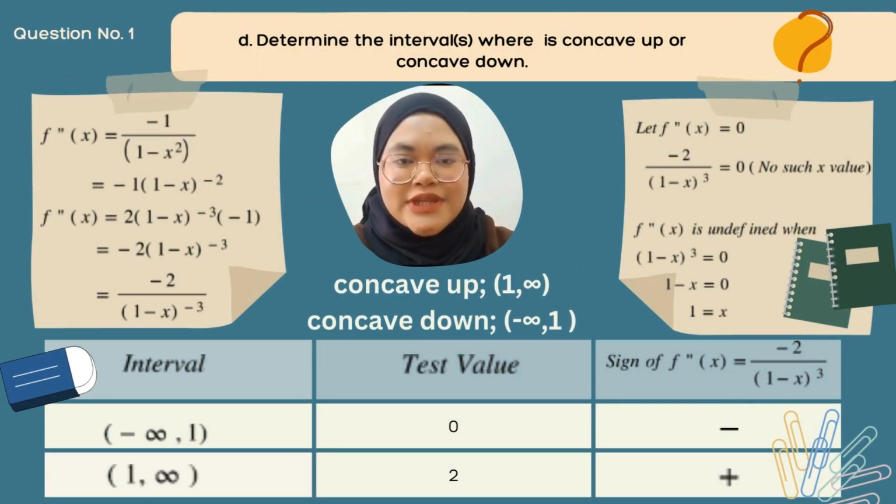Next question, determine the interval where it is concave up or concave down. First of all, we simplify the equation and do the same calculation as the previous question. We also use a test table for this question, and we got the first interval is negative and the second interval is positive.